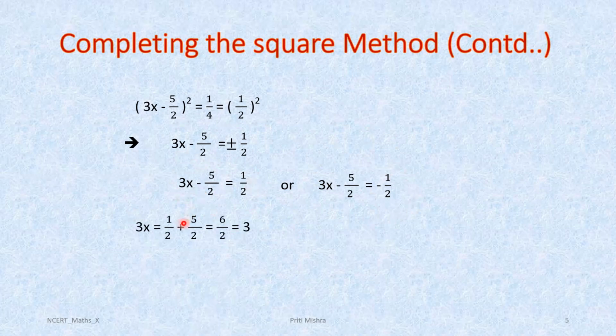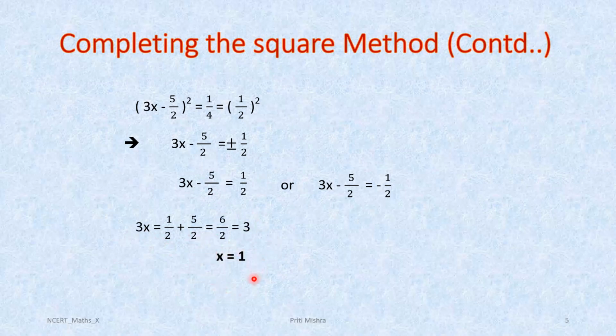So after solving this one, 3x = 1/2 + 5/2. This 5/2 is shifted to the right hand side, and after taking LCM, we have 6/2, which means 3. So 3 is the solution of this equation. The value of x we got here is 1, because 3/3 = 1.